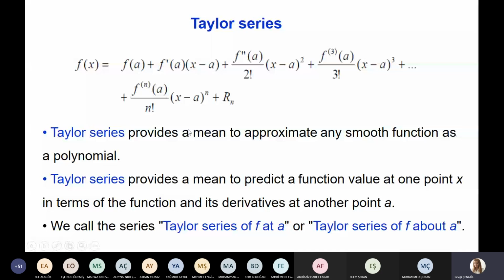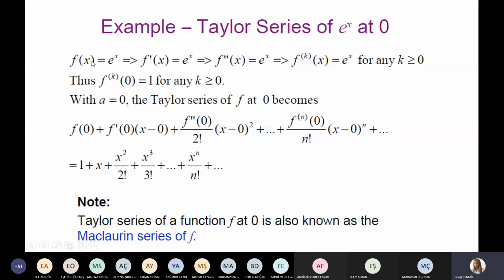So first derivative, second derivative, all derivatives of e to the x is e to the x. So we don't have any problem to calculate that. And let's check it about 0. Let's take this Taylor series of e to the x at 0. So e to the 0 is 1, that's why all our f^(k)(0) will be 1.